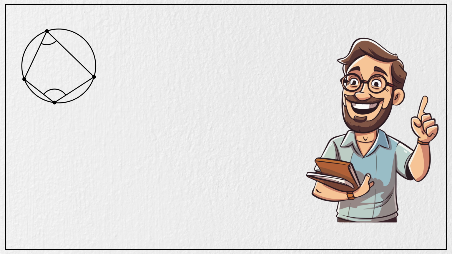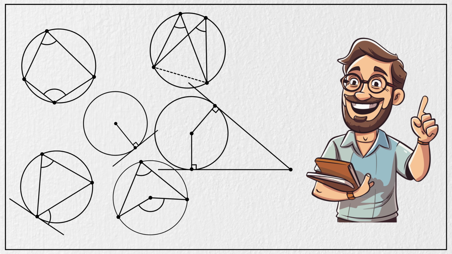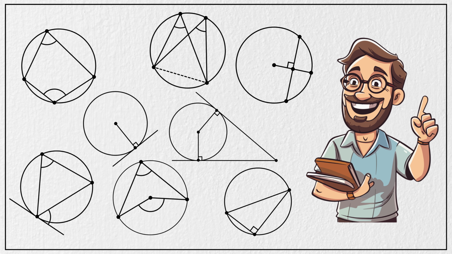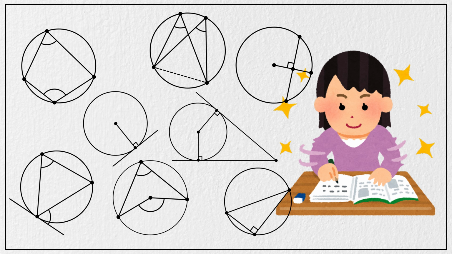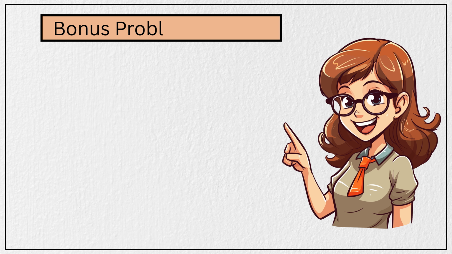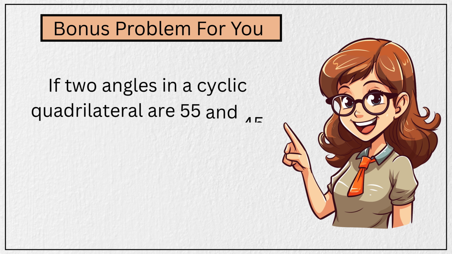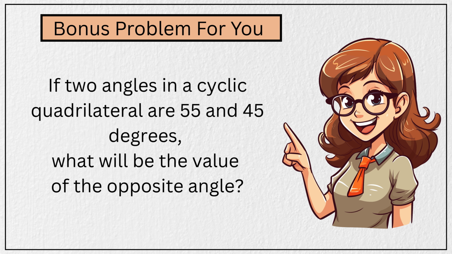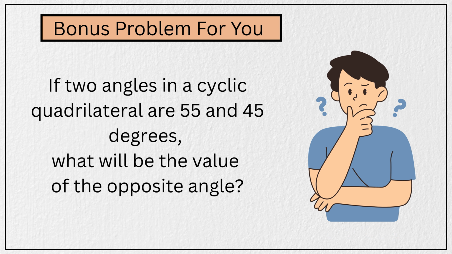With that, we wrap up all the important circle theorems, each one with a simple explanation and example. Now that you've got a solid grip on the concepts, I have one bonus challenge just for you to test your understanding. If 2 angles in a cyclic quadrilateral are 55 and 45 degrees, what will be the value of the opposite angle? Think it through and drop your answer in the comments below. Let's see who can figure it out.